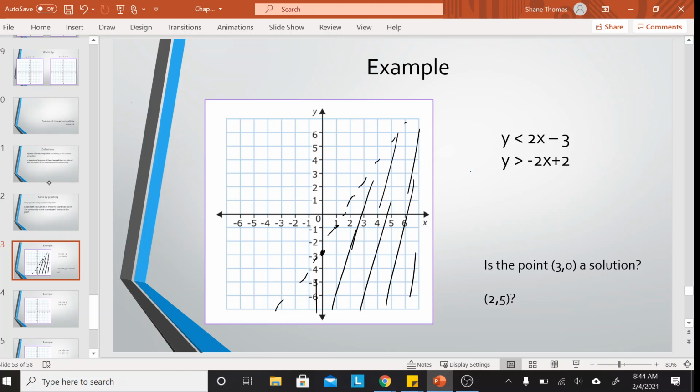All right, then greater than negative 2x plus 2. Here, down 2 over 1. Looks like this. And that one we're greater than, so we're shading above it. So then therefore, this section right there would be my overlap. That's my solution. So in this case, 3, 0, is that a solution? It would be. How about 2, 5?